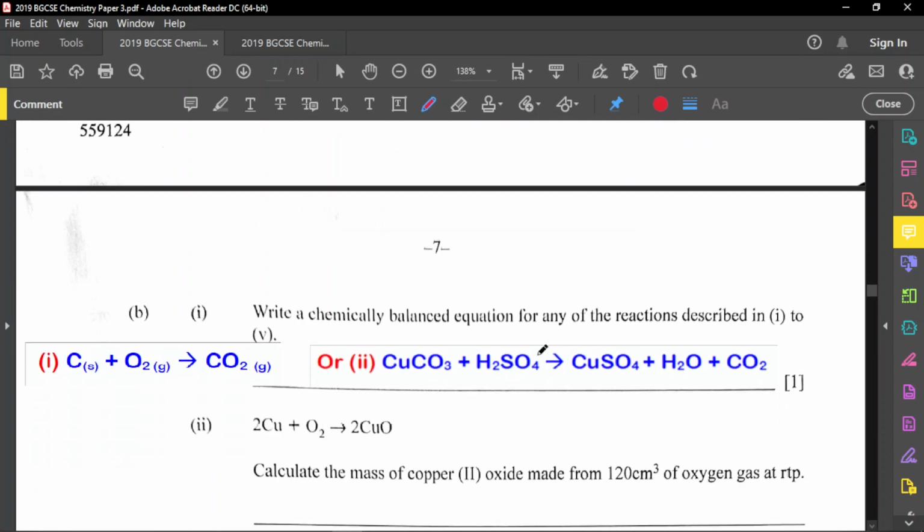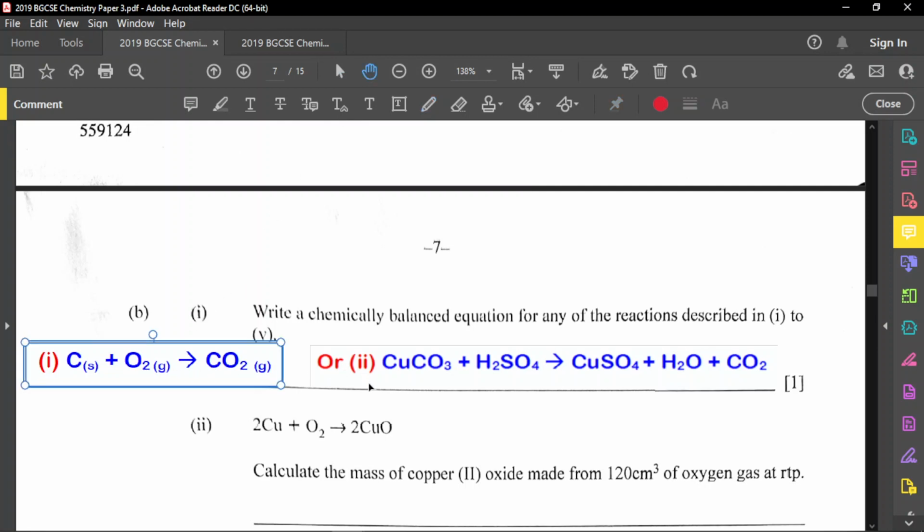All right, so for part B, write a chemically balanced equation for any of the reactions described in 1 to 5. I give you two options: the two easiest ones, which are the first two equations. The first one was graphite, which is carbon, reacting with oxygen, and what you get as a result is carbon dioxide. All right, just to make a mention of that.